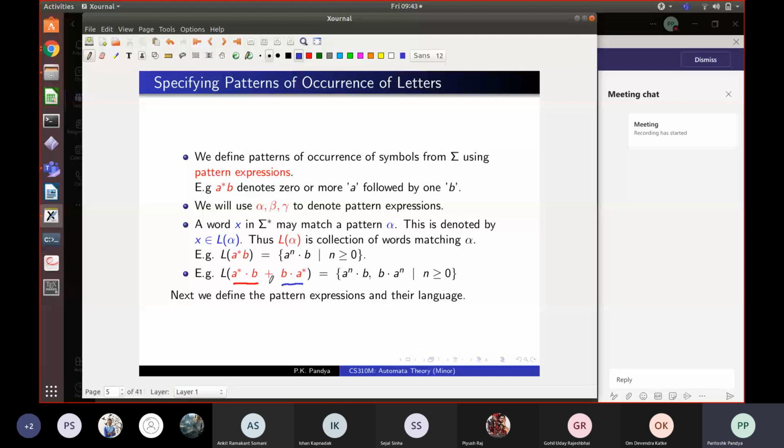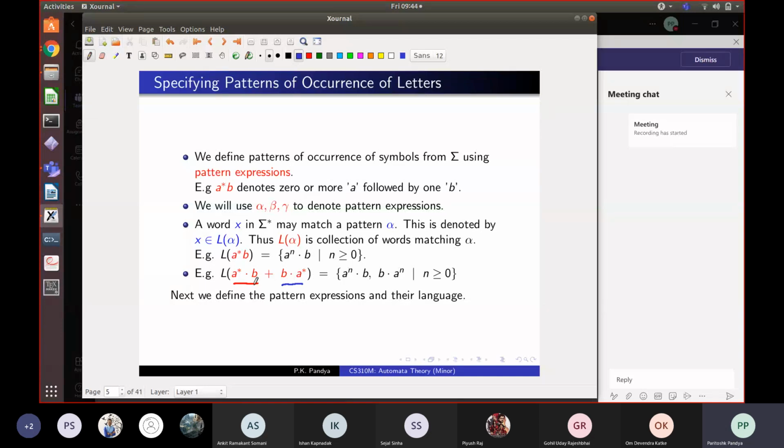And this plus denotes union. We will see this syntax more formally in coming slides, but intuitively such an expression says either a word which matches the left hand side expression or the right hand side expression. Plus is the union of the language of A star B and the language of B A star. So you can see what kind of expressions we are constructing. We are using basic patterns like letter A, letter B, then we are using operators like Kleene closure, union, etc. Union is denoted by plus, and then we get a language corresponding to this.